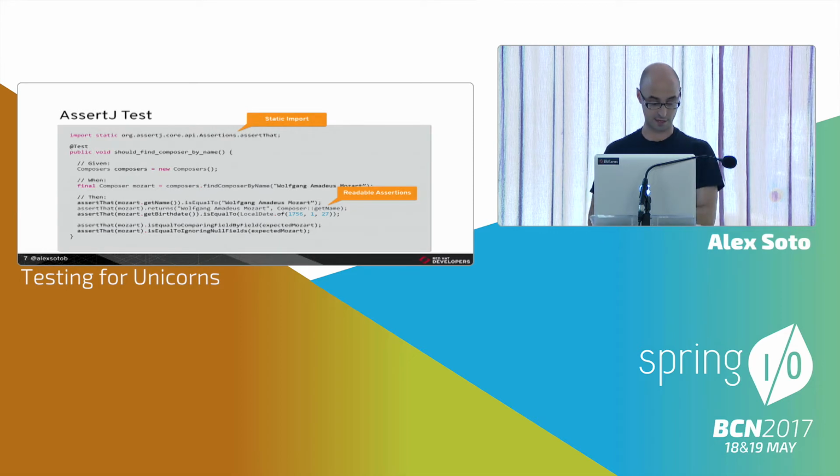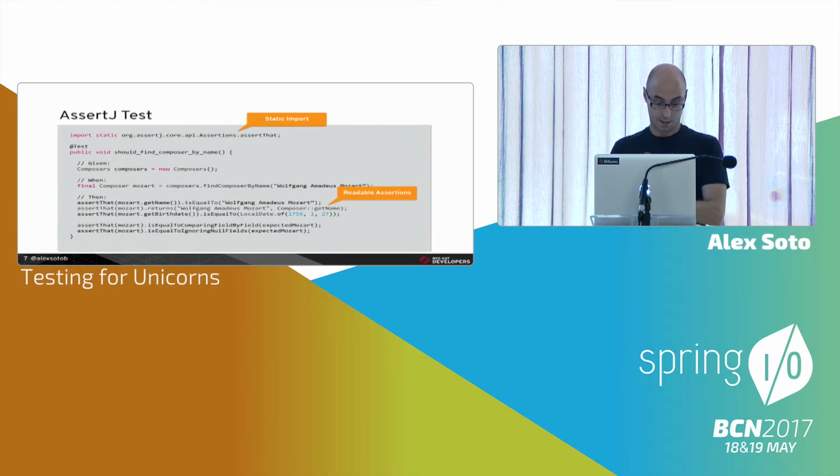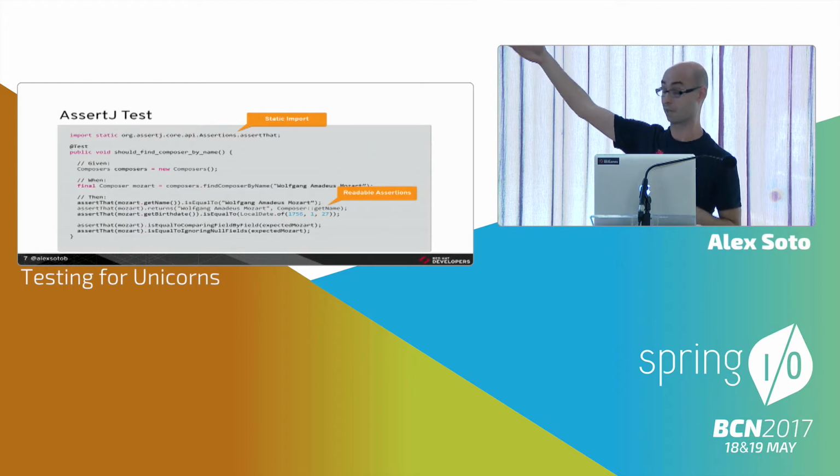Also, you can say assertThat(mozart).returns("Wolfgang Amadeus Mozart", ...), and if you are using Java 8, I'm using here the method reference. So what's going to happen here is that AssertJ will automatically call getName and will assert that the call of getName on the Mozart object returns Wolfgang Amadeus Mozart. But in these cases, it's using the equals implementation.